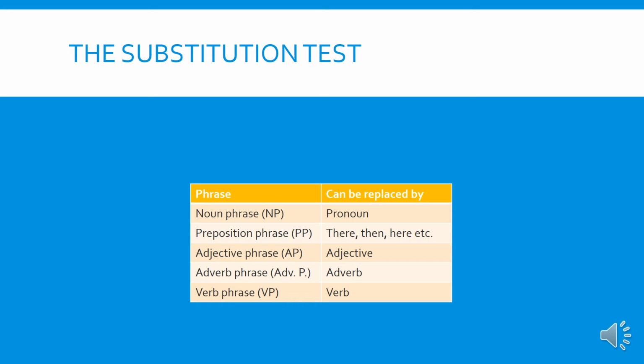So if something is a noun phrase, you should always be able to replace it by a pronoun. If something is a preposition phrase, you should always be able to replace it by either there, then, here, and that kind of word. Adjective phrase can be replaced by an adjective, adverb phrases by adverbs, and verb phrases by verbs. So if you can replace one set of words with a pronoun, then it must be a noun phrase. If there's one set of words that you can replace it with there, then, and here, it'll probably be a preposition phrase, etc. So if you're in doubt, just apply the substitution test.